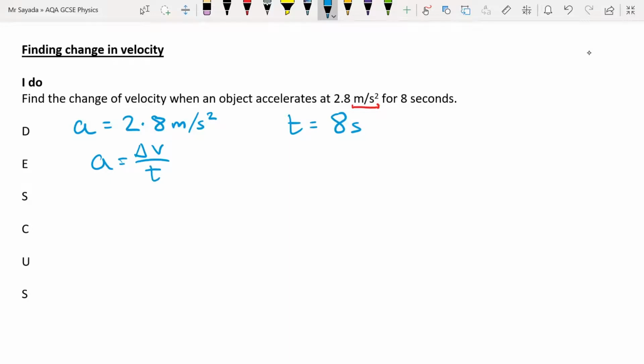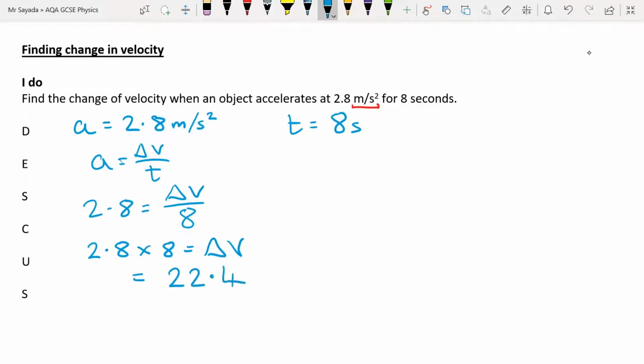What does the S stand for? Substitution. So we fill in the numbers. A is 2.8. Change in velocity we don't know. And the time is 8. The C stands for calculation. So I've got 2.8 equals change in velocity divided by 8. So that means 2.8 multiplied by 8 is going to be my change in velocity. Rearranging equations is an important part of maths. And when I work that out on my calculator, I get 22.4.